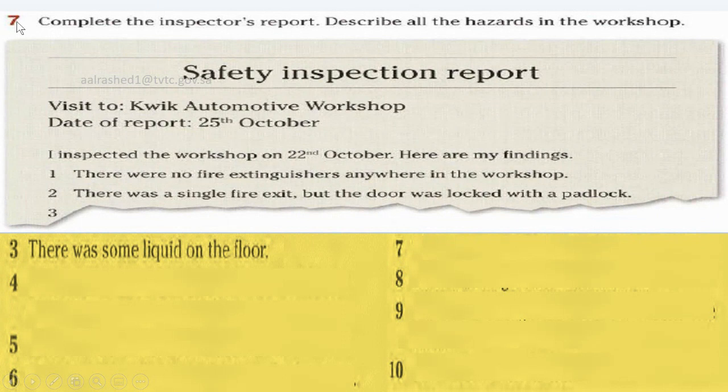Okay, this exercise is for 7. We already talked about it. We already highlighted the safety hazards in that workshop. And you can see in 7, this is an example of a report that is written by a safety inspector. It will start with the title, safety inspection report, and then the visit, where you need to put the location of the workshop or its name. And finally, you need to put the date. When did you write this report?